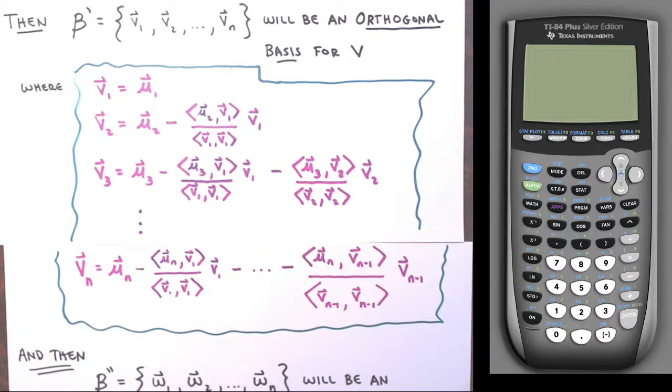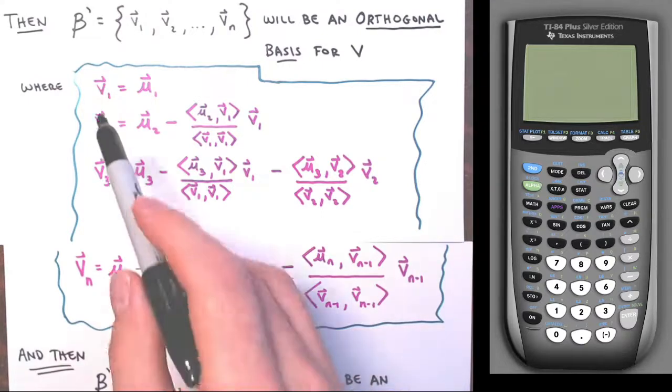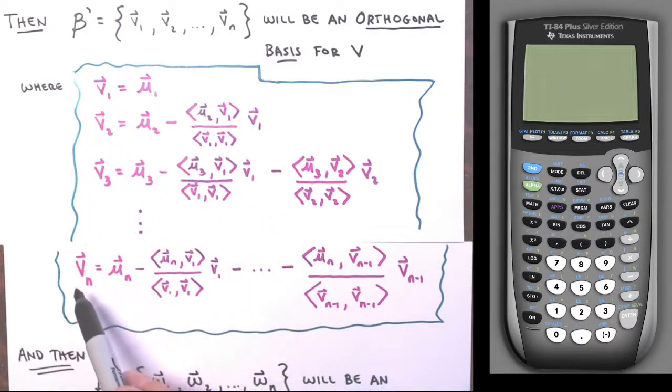All right, that is a handful there. That can be a very tedious process, but it will always result in what you desire. It will always result in an orthogonal basis for your vector space, for your inner product space. And then once I've got these v1 through vn, you simply divide each of them by their norms, and you'll have an orthonormal basis, right?